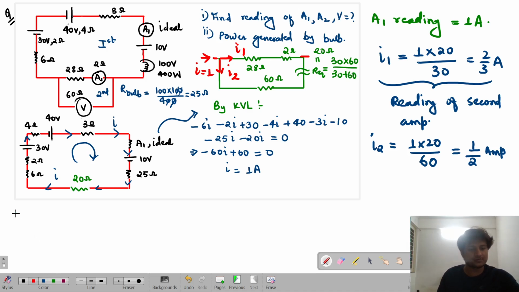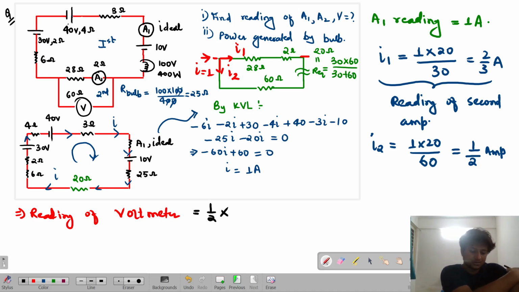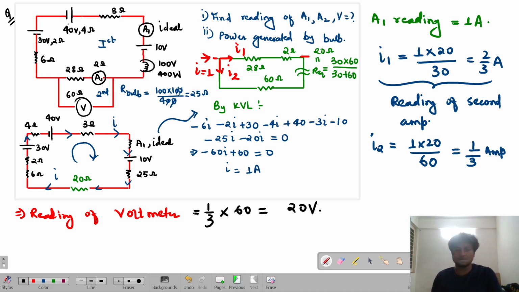So the reading of V is how much? I know my current, which is 1 by 2 and how much? 1 by 3 आया क्या? अच्छा 2 3 जा 6 ना? Okay, okay, okay. So 1 by 3 basically. So this will be 1 by 3 into the net resistance, which is 60. तो कितना है? 20 volt. So the reading of this voltmeter is 20 volts. Are you able to get me or not?